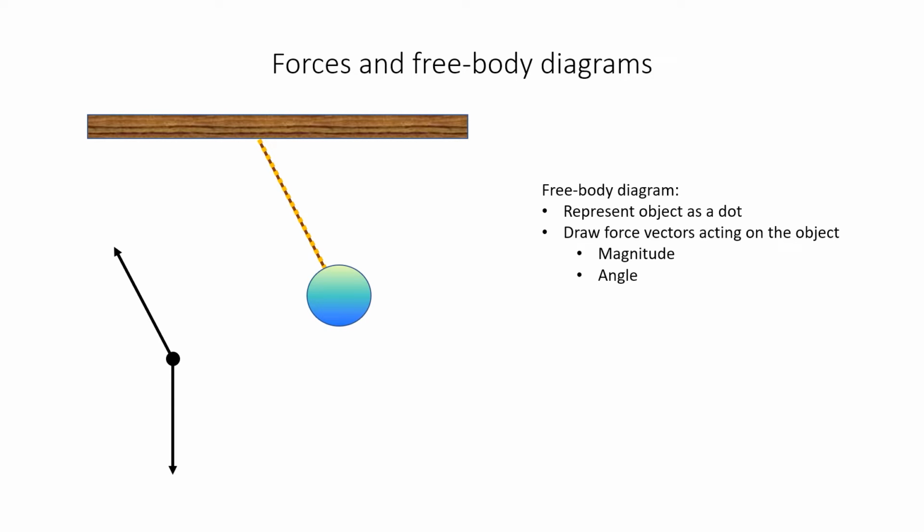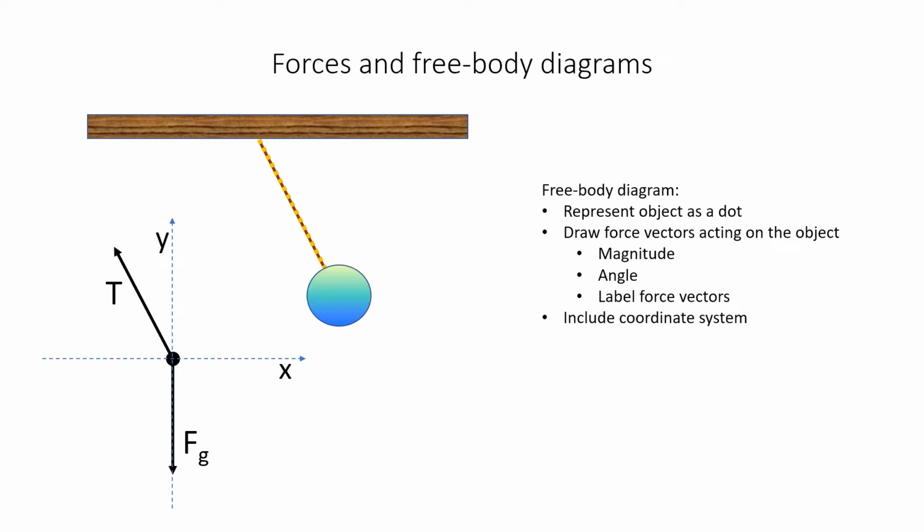Here we have a tension force acting from the thread and gravitational force, a non-contact force, acting downward toward the center of Earth. We label the force vectors, tension and the force due to gravity. The next thing to do is include a coordinate system. And if there's an angle involved or multiple angles, we want to identify those angles with respect to the coordinate system.